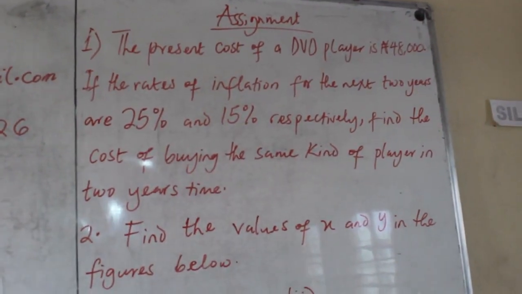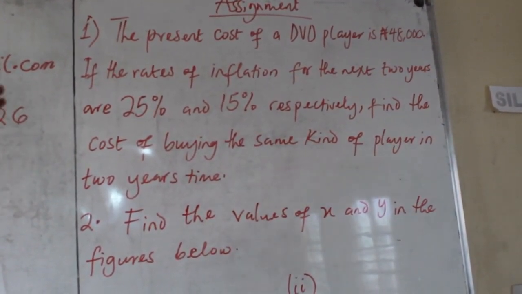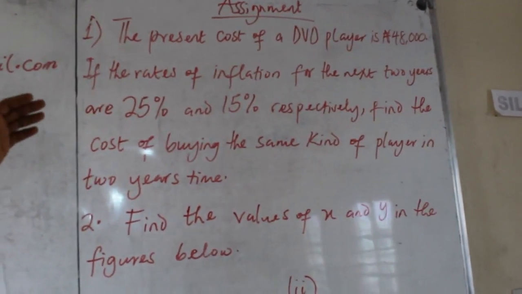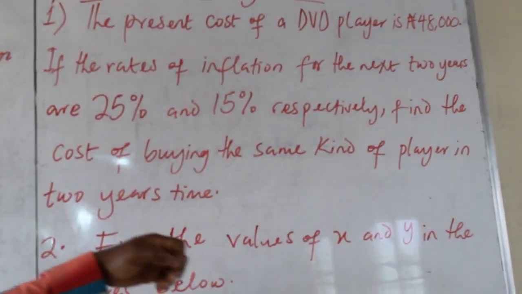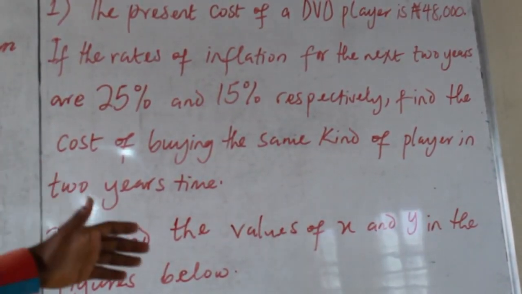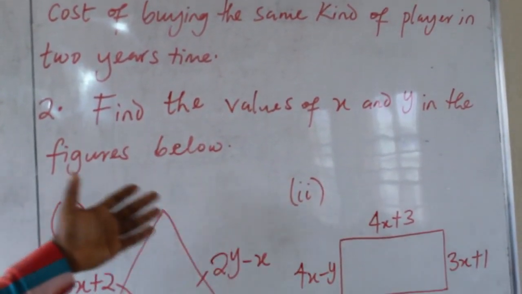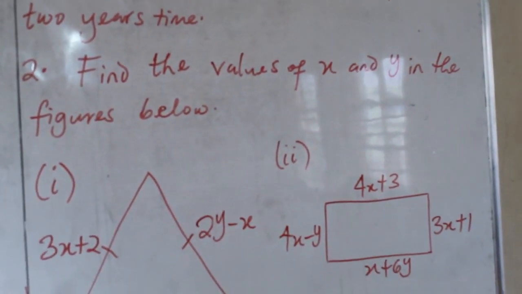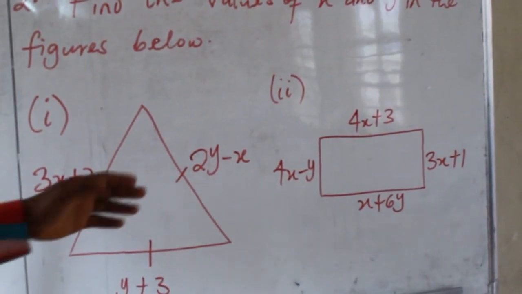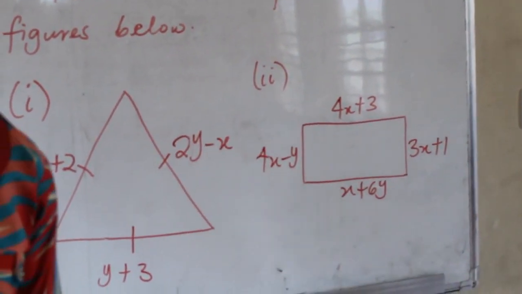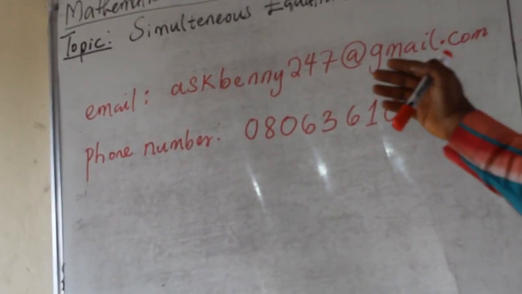Now this is your assignment. The first question says the present cost of a DVD player is 48,000 naira. If the rates of inflation for the next 2 years are 25% and 15% respectively, find the cost of buying the same kind of player in 2 years' time. The second one says find the values of x and y in the figures below. You have I, the first one, where you have an equilateral triangle, and for the second one, you have a rectangle. Okay?